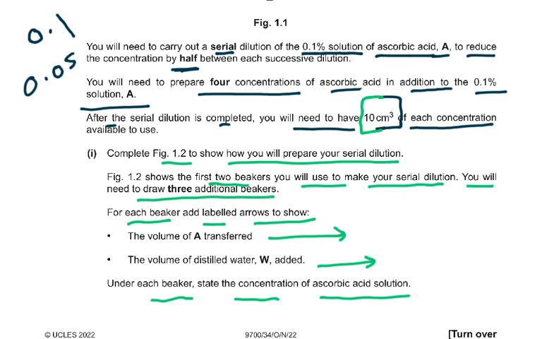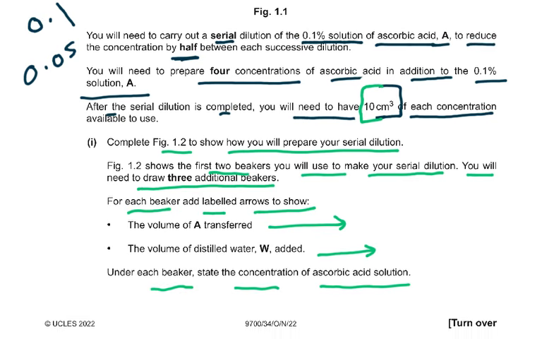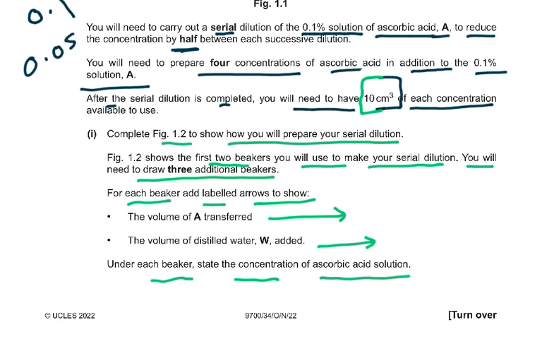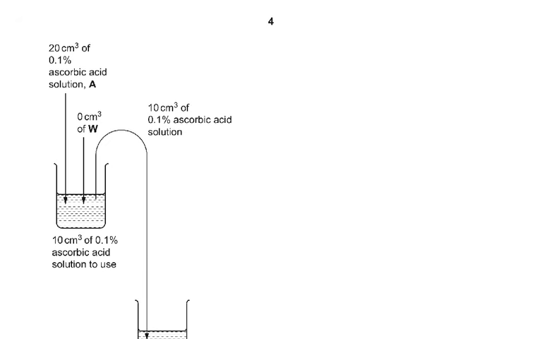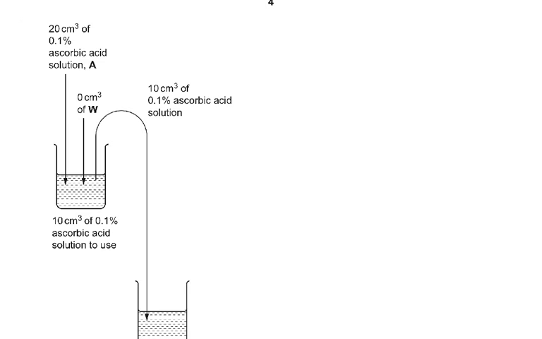Now we've done this many times. This is in nearly every paper; we have this question. So everybody should really understand how to do this part of the question. Now here you can see there is a clue here. It says 20 cm cube of 0.1% ascorbic acid solution A, in which you've added 0 W, which is water.